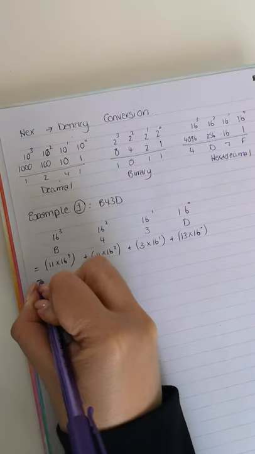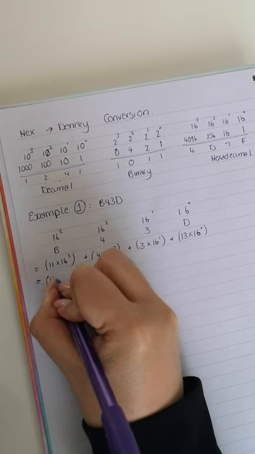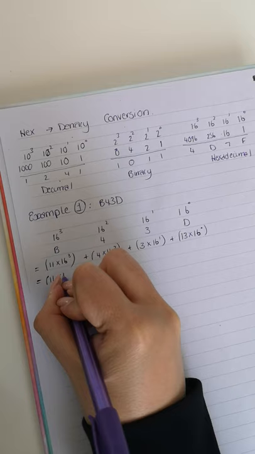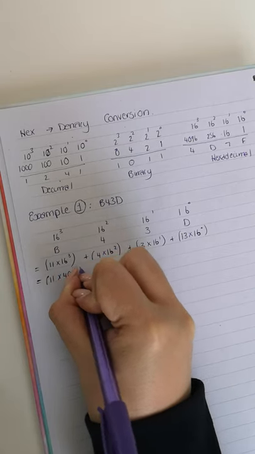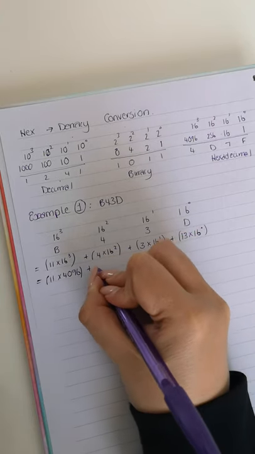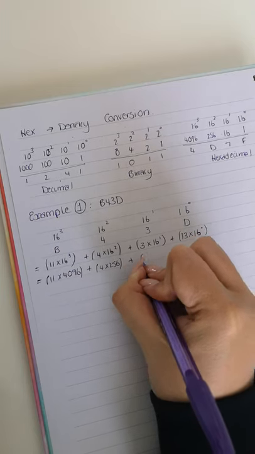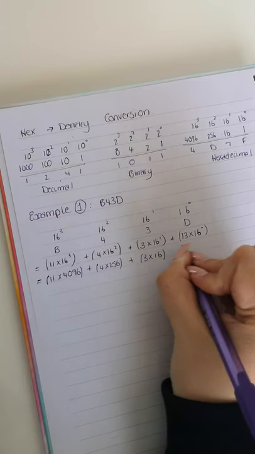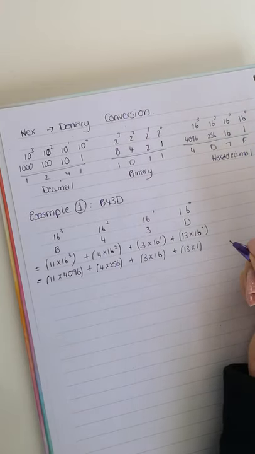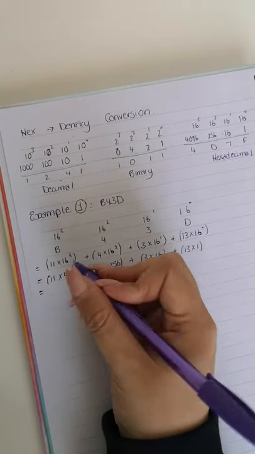Okay, I'm going to break it down a little bit just so you can see what the different stages are. Okay, so the next one would be 11 times 16 to the power of 3, which we worked out earlier, is 4096, plus 4 times 256, plus 3 times 16, plus, and you could either do 13 times 1 here or just 13 inside the brackets, okay? We then work them all out individually in our calculator. You type them all in.